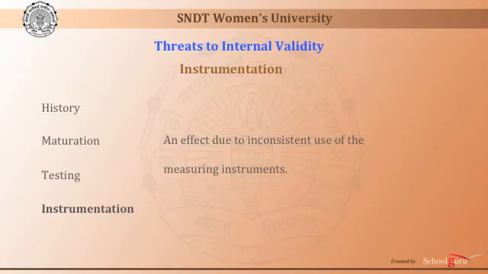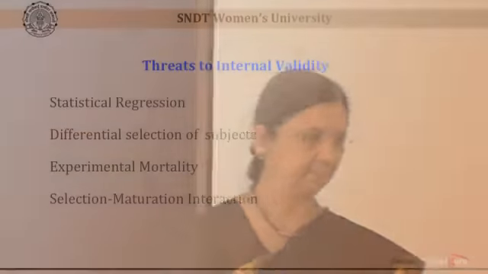Instrumentation. If your measuring instrument is not correct... what is a measuring instrument? In the case of achievement, it will be your achievement test. In terms of attitude, it will be your attitude scale. So these are all instruments which we use. If they are faulty, if they are not allowing you to interpret properly, then your results will be affected. Dependent variable observations will be affected. Naturally, your validity is at risk.